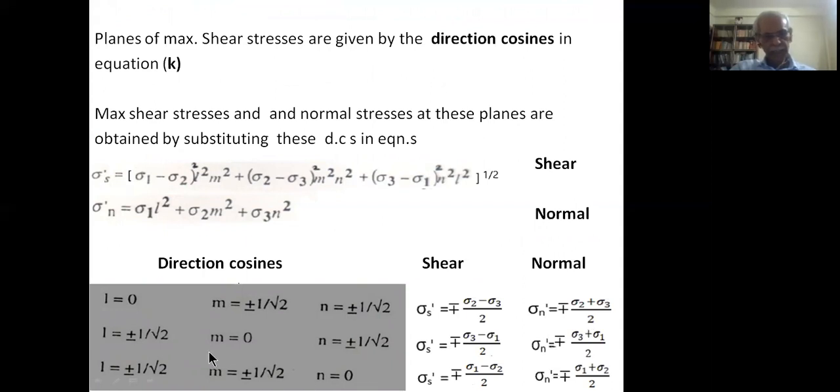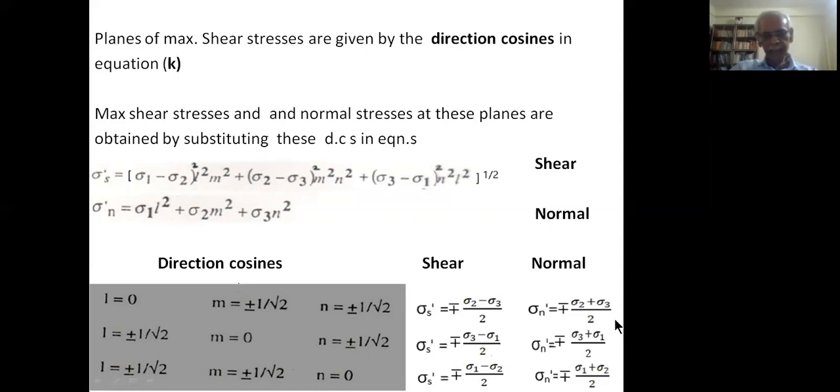And in the same way, for the other two conditions, if we put the values in these two equations, you can get the values of shear and normal stresses. Sigma S dash equal to (sigma 3 minus sigma 1) by 2. You will see that since M is 0, we are talking about 3 and 1, L and N. Sigma 3 minus sigma 1 by 2, and sigma N dash equal to (sigma 3 plus sigma 1) by 2. And similarly, for the last set of direction cosines, N equal to 0, we get sigma S dash equal to plus minus (sigma 1 minus sigma 2) by 2, and sigma N dash equal to (sigma 1 plus sigma 2) by 2. So what does it all mean?